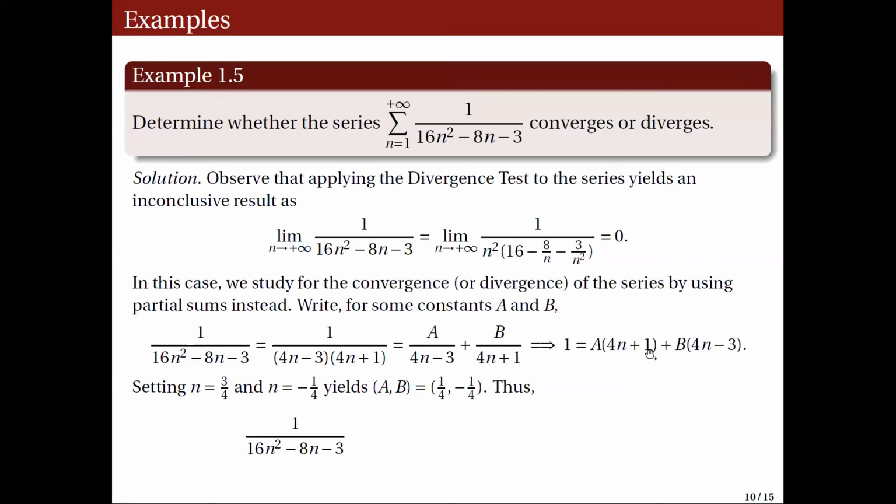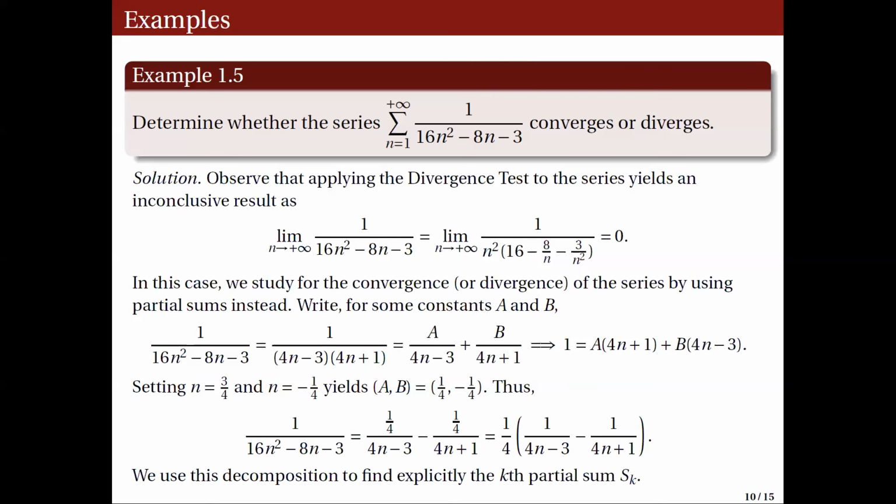Thus, we can now write our nth term as 1/4 all over 4n minus 3 minus 1/4 all over 4n plus 1. And then we can factor out 1/4 as follows. So therefore, our nth term here is equal to 1/4 times the quantity 1 over 4n minus 3 minus 1 over 4n plus 1. And we will use this decomposition to find explicitly the closed form formula for the kth partial sum S sub k.